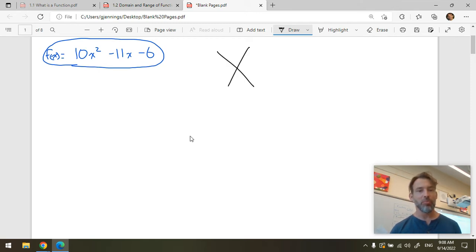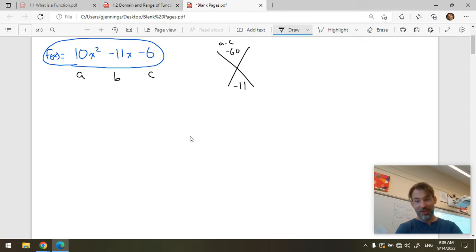I'm going to take this number b here, and these numbers a and c. I'm going to multiply a times c on the top. So that's 10 times negative 6, so negative 60. And then down here I use number b, so negative 11. And I'm looking for numbers that multiply to negative 60 and add to negative 11.